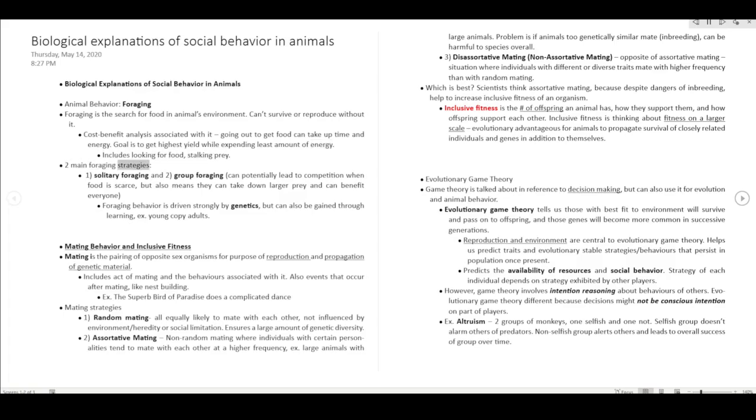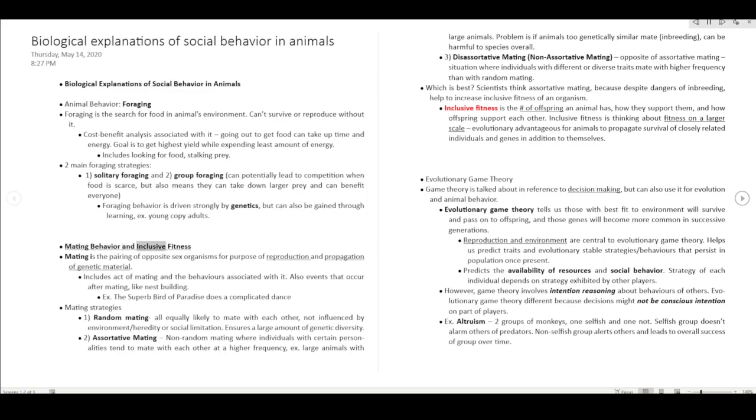There are 2 main foraging strategies. 1. Solitary foraging and 2. Group foraging, which can potentially lead to competition when food is scarce, but also means they can take down larger prey and can benefit everyone. Foraging behavior is driven strongly by genetics, but can also be gained through learning, as young copy adults.